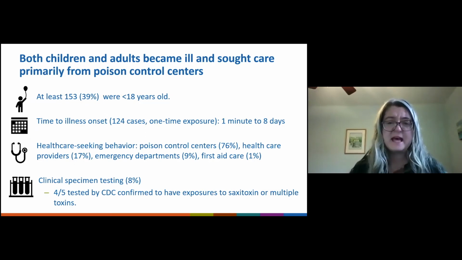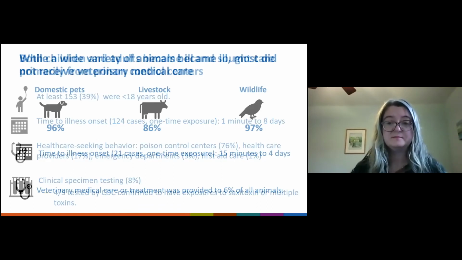And this was driven heavily by a single HAB event in which people contacted the poison control center, which was coordinating with the state. Of all of the human cases reported, 8% had clinical testing done to identify or rule out a cause of illness. CDC confirmed exposure to foodborne toxins in 4 people.